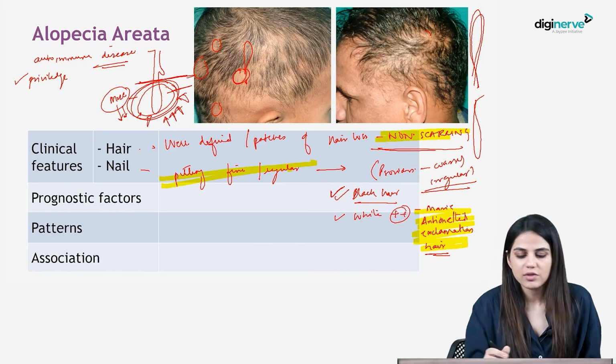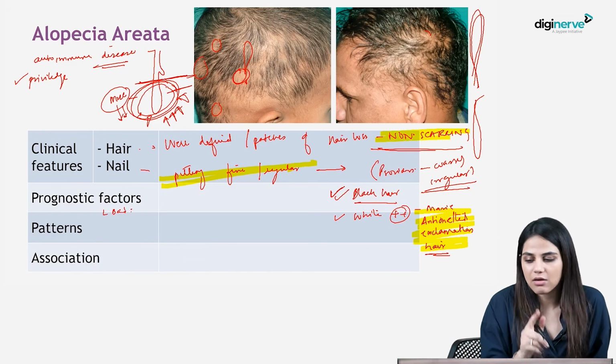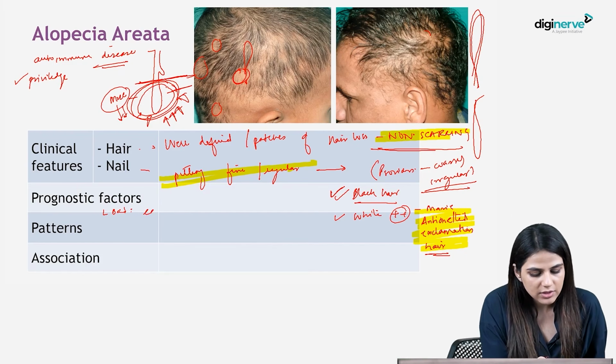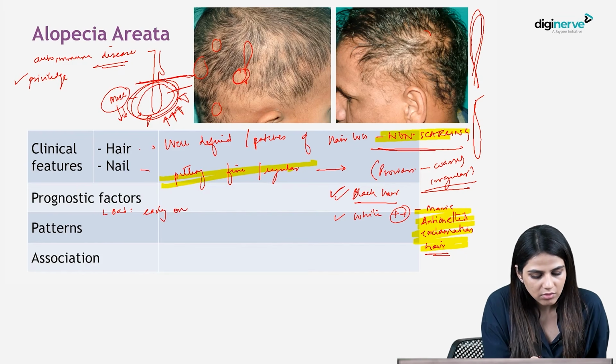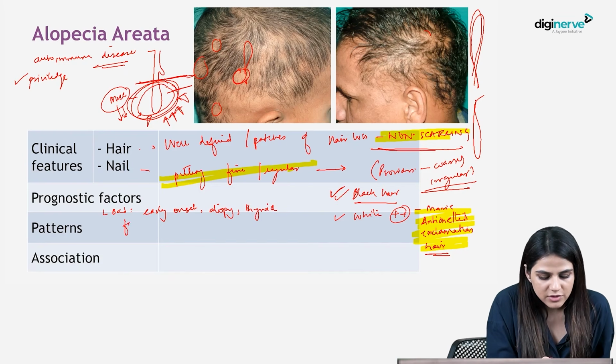So what are the prognostic factors? The bad prognostic factors are when it starts early in age, so early onset, associated with atopy, thyroid disorder, family history.